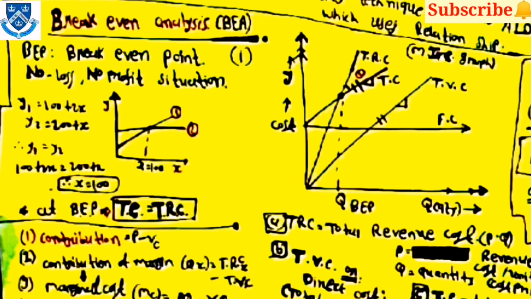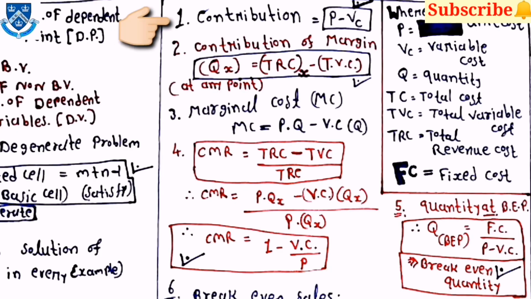Here one example is also there for finding the value of BEP. See that y1 is 100 plus 2x and y2 is 200 plus x. Then draw the diagram. At x equal to 100, lines 1 and 2 intersect each other. Then the point x equal to 100 is known as the break-even point, and at BEP total cost is equal to total revenue cost.